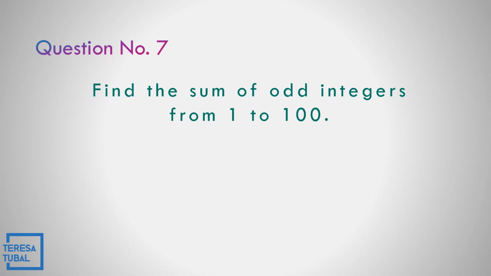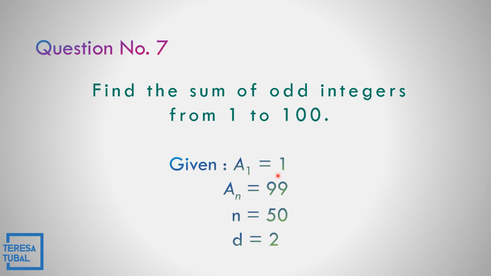Question number 7. Find the sum of odd integers from 1 to 100. The first term is 1, the last term is 99, because 99 is odd while 100 is even. n is equal to 50 because half is even and half is odd. The common difference is equal to 2 because the odd integers are 1, 3, 5, and so on. If we subtract 3 minus 1, the common difference is equal to 2.